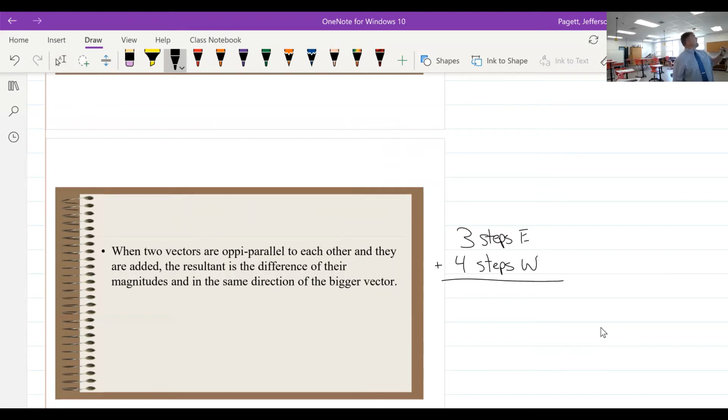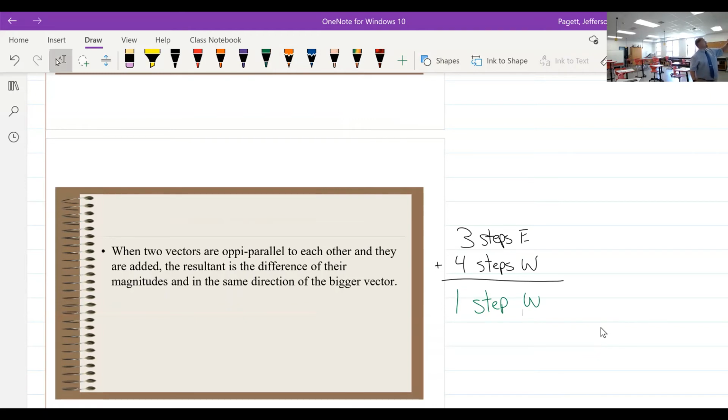In that case, my result was 1 step to the west. And what I did was I just subtracted them. So if they're parallel, I add. If they're antiparallel, I subtract. And that allows us to find out the magnitude, the size of the resultant. The direction is going to be in the parallel, same direction as the other 2. In antiparallel, the direction of the larger one.